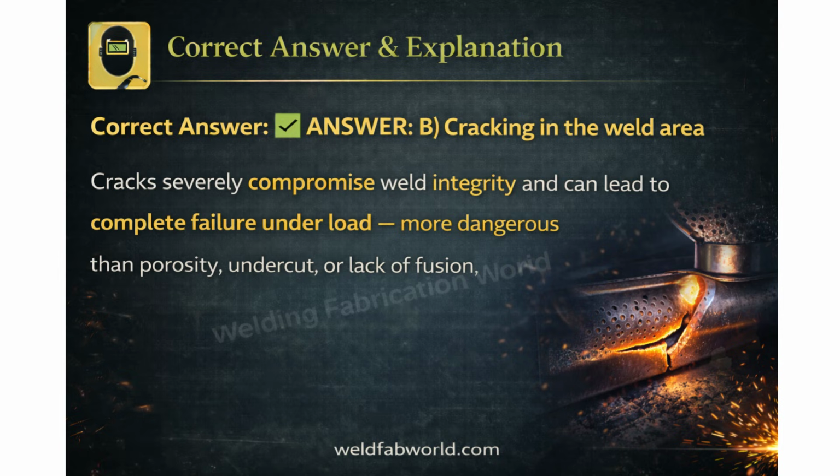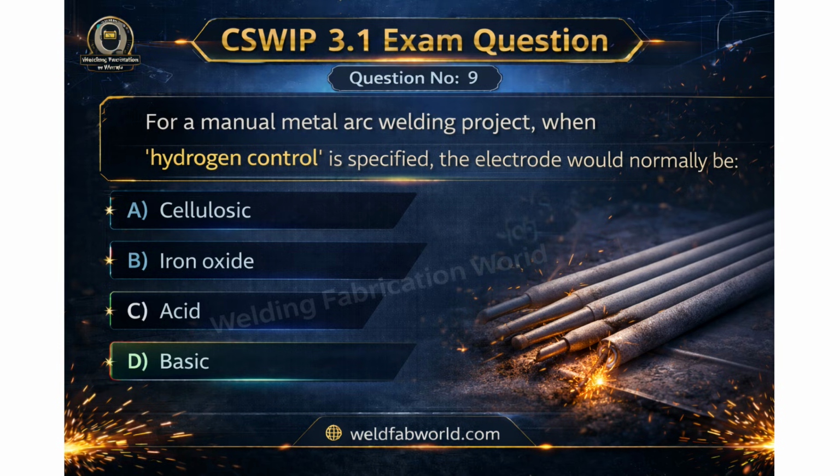Question 9. For a manual metal arc welding project, when hydrogen control is specified, the electrode would normally be, options A. Cellulosic. B. Iron oxide. C. Acid. D. Basic.